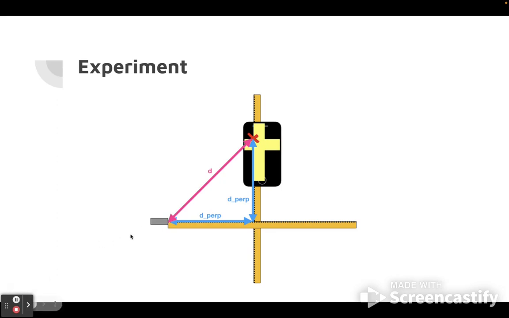So to do the experiment, we had to use tape to find the position in our phone where the magnetic field was being tracked. And then we have a position on the x-axis and the y-axis to find the distance d in between the magnet and that point, and then we use that distance in our data.